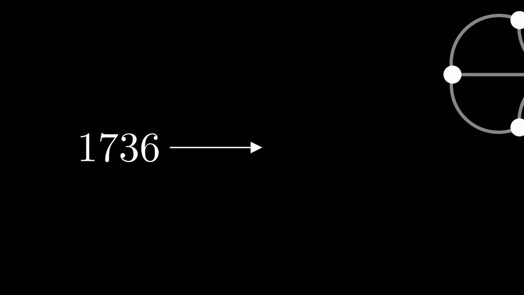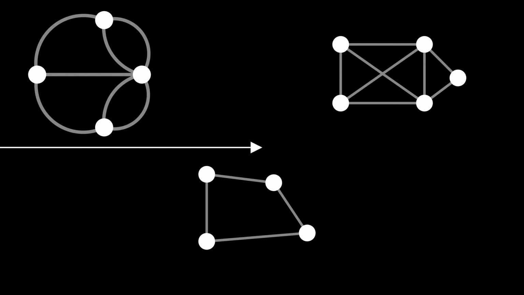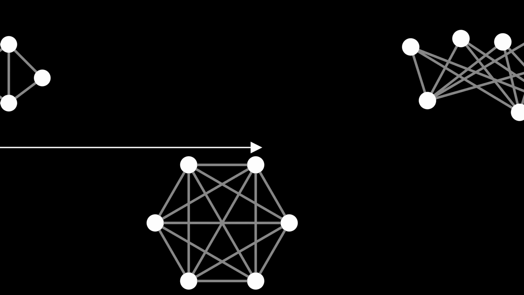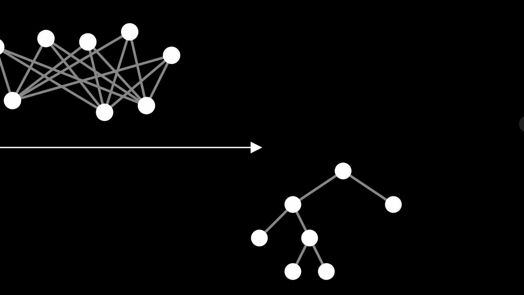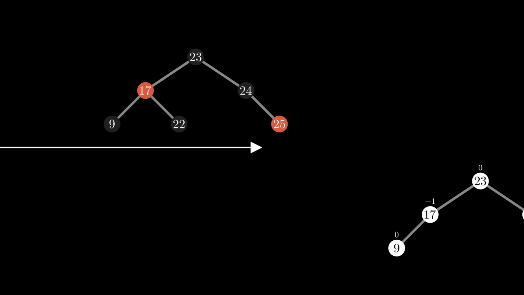From 1736 to now, graph theory has undergone significant development. Various types of graphs have been born, and graph theory has found application beyond mathematics, especially in computer science. In the following, we will explore some important types of graphs and especially their roles in data structures.